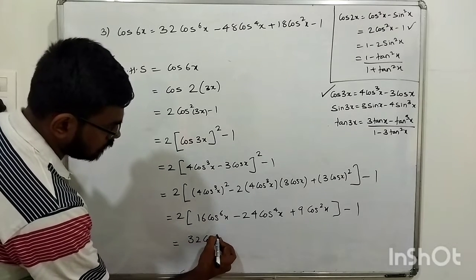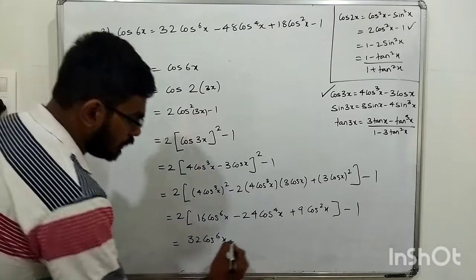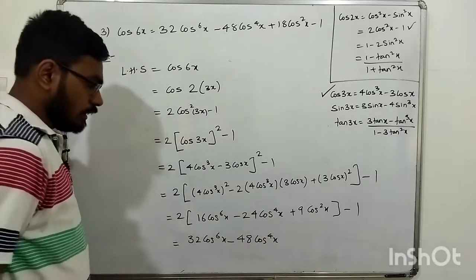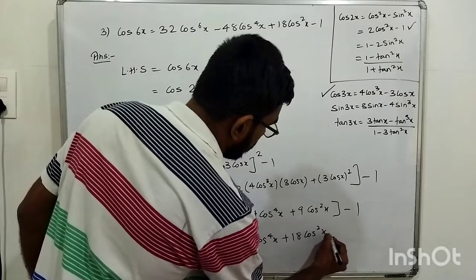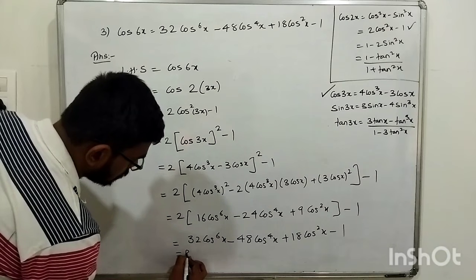cos raised to 6x, then 24 to the 48. So 48 cos raised to 4x plus 9 to the 18 cos square x minus 1. Okay, 32 cos raised to 6x minus 48 cos raised to 4x plus 18 cos square x minus 1, which is equal to RHS. So we have proved this.